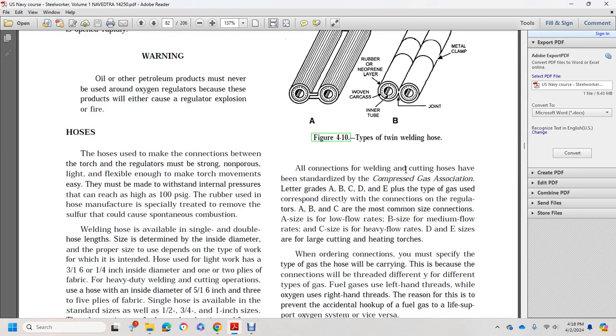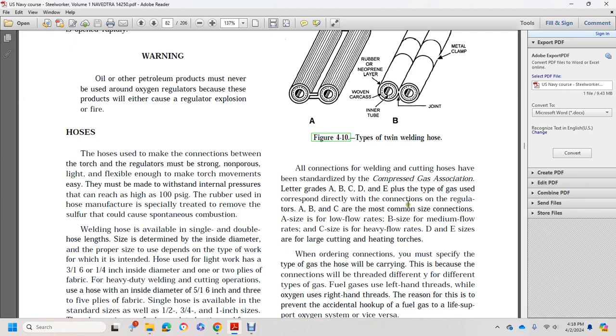All connection welding and cutting hoses follow the standard of the Compressed Gas Association, with letter grades A, B, C, D, and E, plus the type of gas, corresponding directly with the connection to the regulator. A, B, and C are the most common sizes of the connection. A size is for low flow rates, B size for medium flow rates, C size for heavy flow rates, and D and E sizes for large cutting and heating torches.